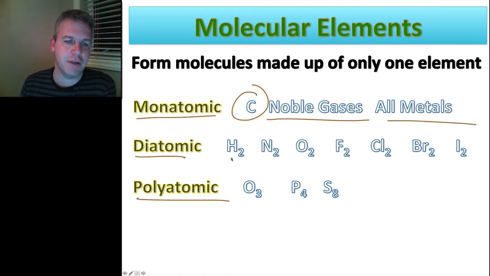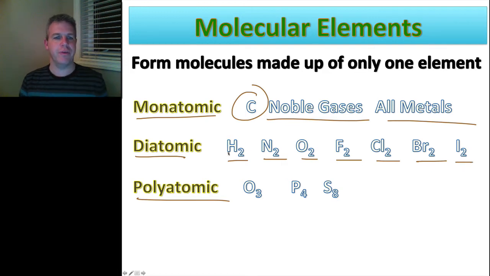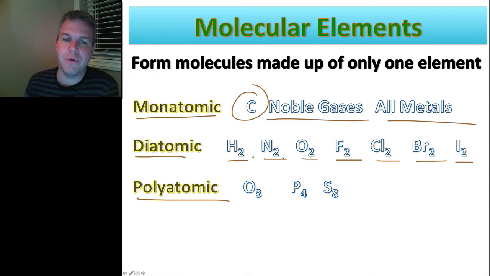Now diatomics, these are going to exist in pairs. Whenever we write them in a chemical reaction, we're going to write them on their own as hydrogen, nitrogen, oxygen, but they're always going to be diatomic. They will always exist in pairs. How are we going to memorize this?